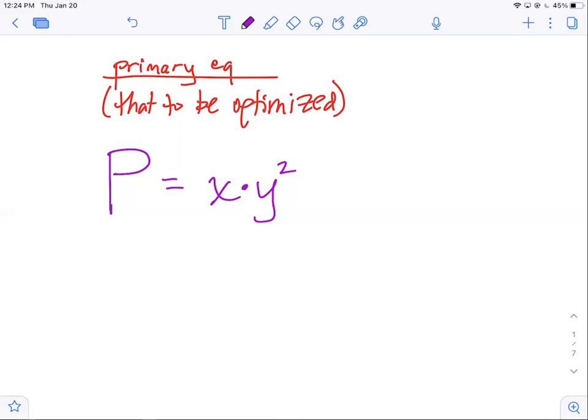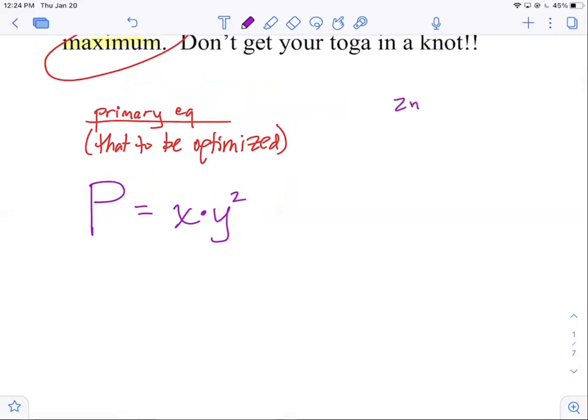So we're going to need a secondary equation. Secondary, that's how I'm going to spell it, equation, okay? Or an auxiliary equation, if you want. I'll just call it auxiliary equation. How about that? Aux equation. That's a little bit faster. Okay. Now, your auxiliary equation is always going to involve the constraint.